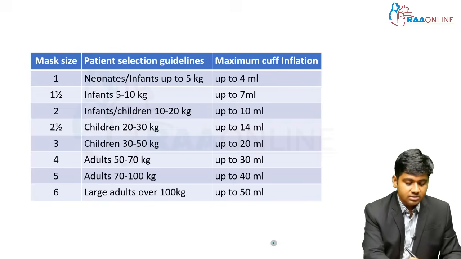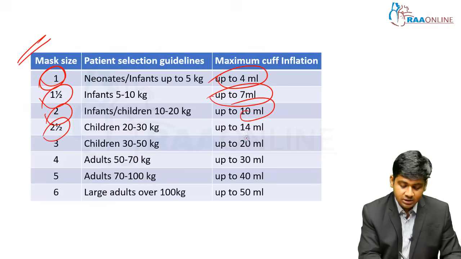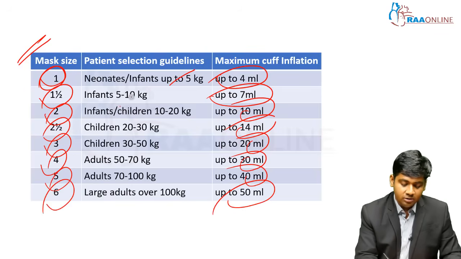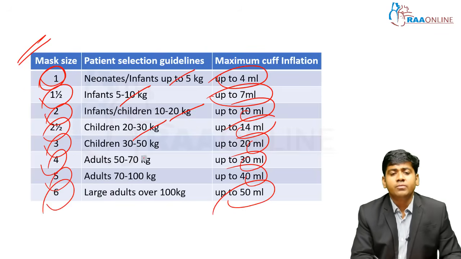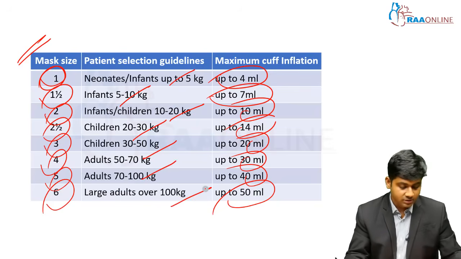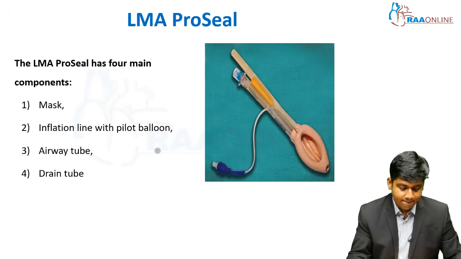So here you can see the mask sizes: size 1, 4 ml; 1.5, 7 ml; 2, 10 ml; 2.5, 14 ml; 3, 20 ml; 4, 30 ml; 5, 40 ml; and 6, 50 ml. The weights are: less than 5 kilo, 5 to 10, 10 to 20, 20 to 30, 30 to 50, 50 to 70, 70 to 100, and more than 100. So the size and cup volume of the ProSeal LMA, sizes 1 to 5.